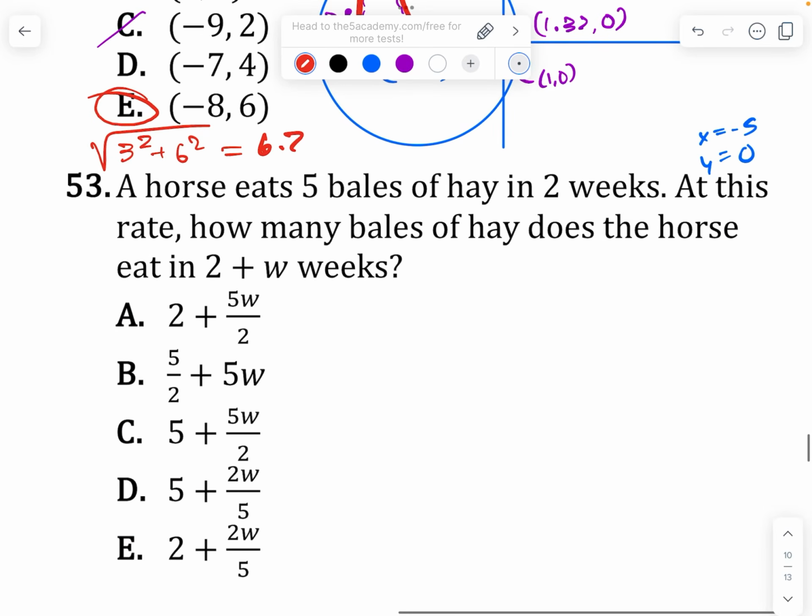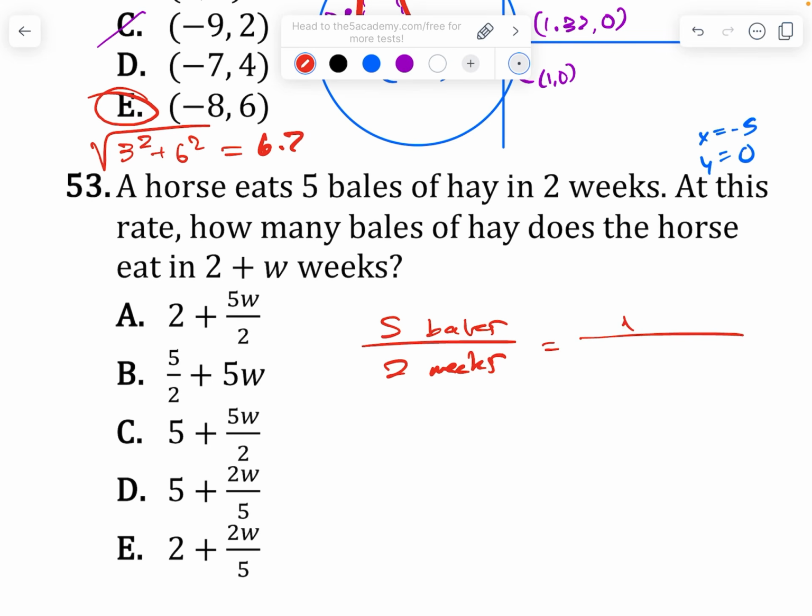A horse eats 5 bales of hay in 2 weeks. At this rate, how many bales of hay does the horse eat in 2 plus W weeks? Okay, so the ratio of bales to weeks is always going to be the same. 5 bales to 2 weeks, right? So this always has to be the same.